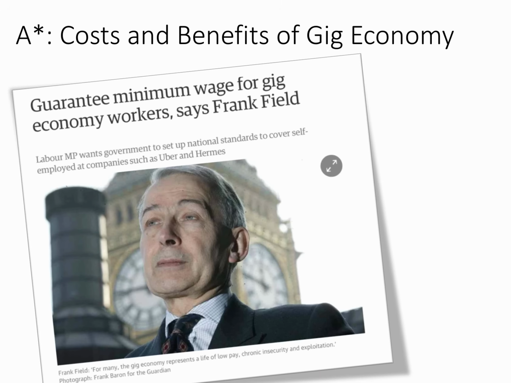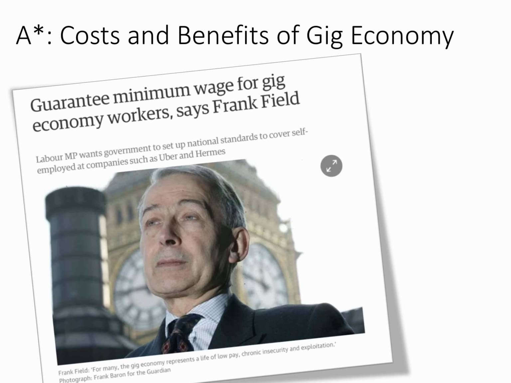A third area, which is really interesting at the moment, is the rise of the so-called gig economy. Barely a day goes by when you don't see an Uber driver or Deliveroo motorcyclist going past you. People who are self-employed, they are not guaranteed the minimum wage.